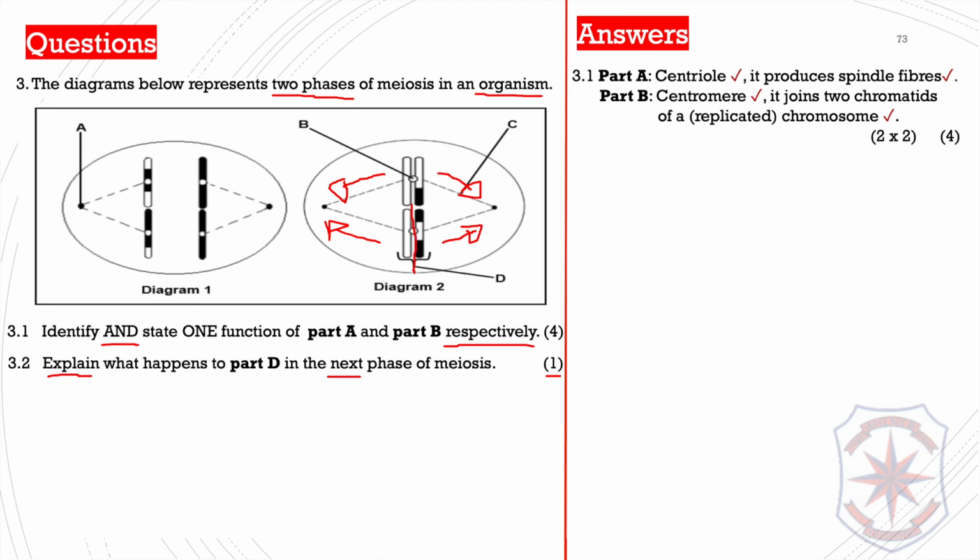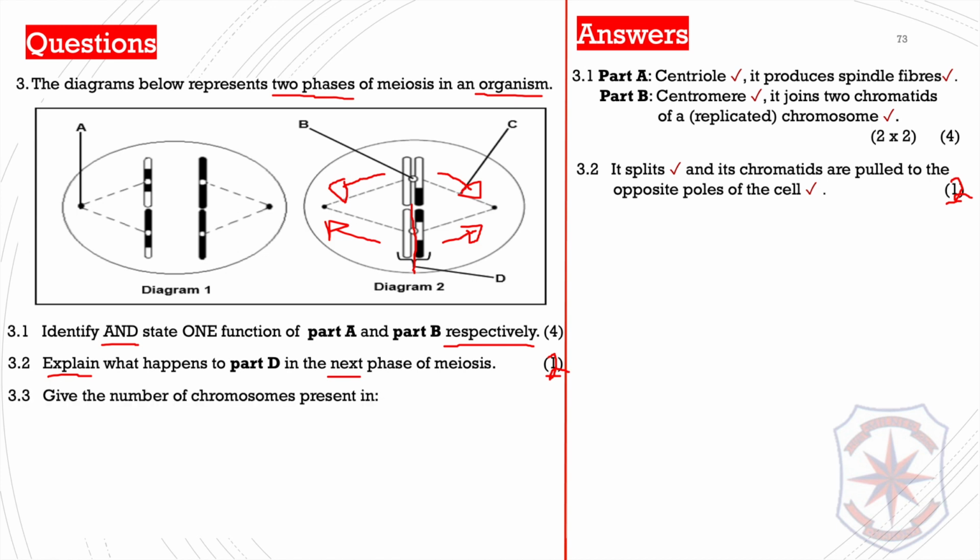Okay, and then we are going to have a situation where this chromatid or unreplicated chromosome will move to that pole of the cell, and that chromatid or unreplicated chromosome will move to that pole of the cell. Okay, let's see if that is the answer. It's going to split, 1 mark or 1 tick, and the chromatids are pulled to the opposite poles of the cell, 1 tick. Guys, remember, I have made a mistake and included 1 mark for an explain question. It's not supposed to be 1 mark. It's supposed to be 2 marks there, and it's supposed to be 2 marks there as well. Okay, excuse me for that error.